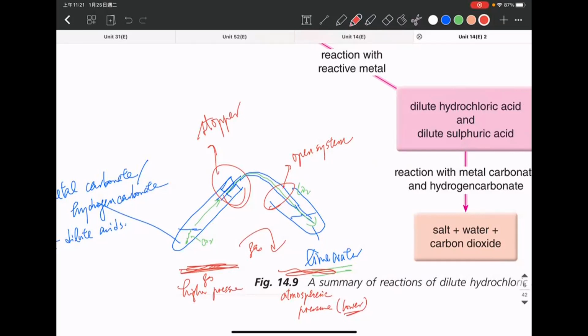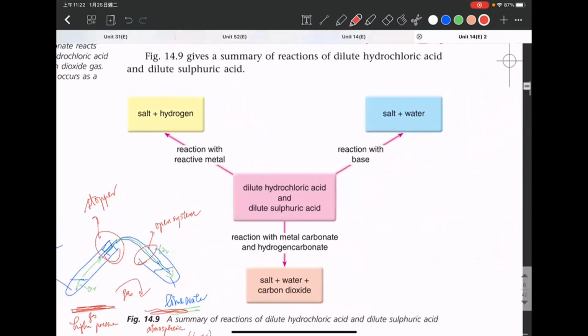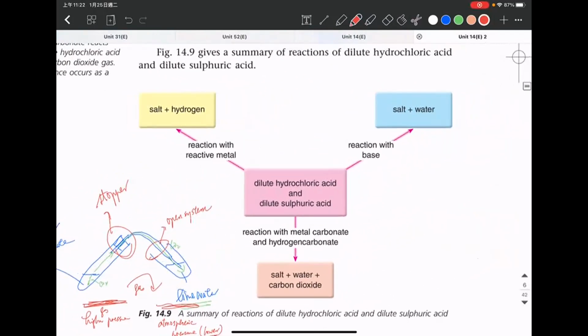But if you have quite a large amount of carbonate and acid, it may cause some splashing of the water because the stopper will just pop up. Okay, it depends on the amount actually. But remember, one should be stopped, one should be open. Okay, is that clear?